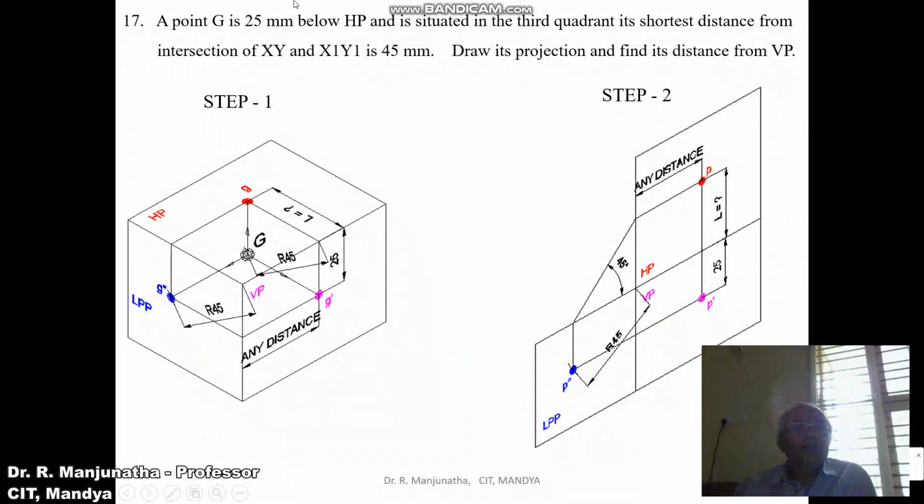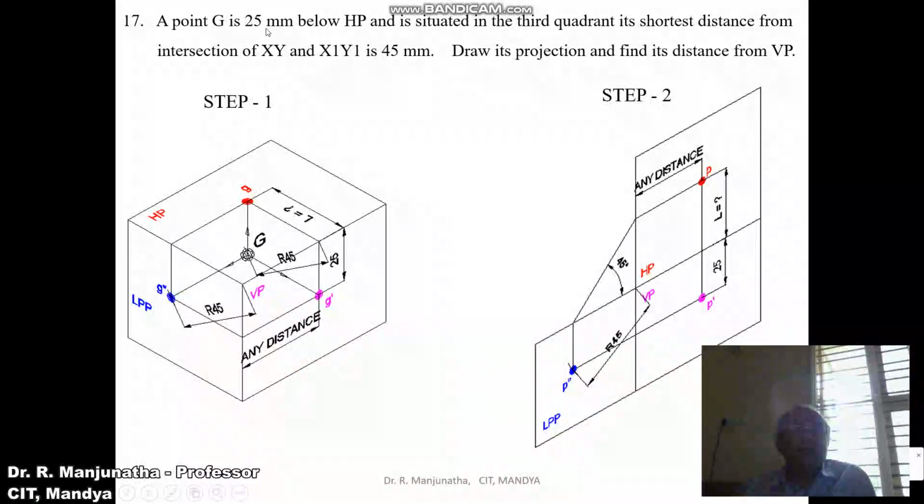Point capital G is 25 mm below HP and is situated in the third quadrant. Its shortest distance from the intersection of xy and x1y1 is 45 mm. Draw its projection and find its distance from VP. This is very similar to the previous problem, which was in the first quadrant, except that now the point is in the third quadrant.